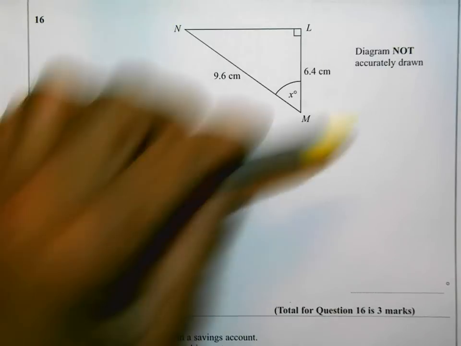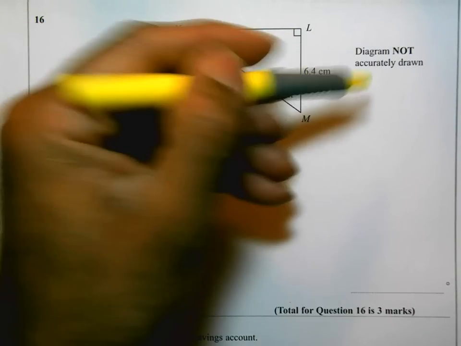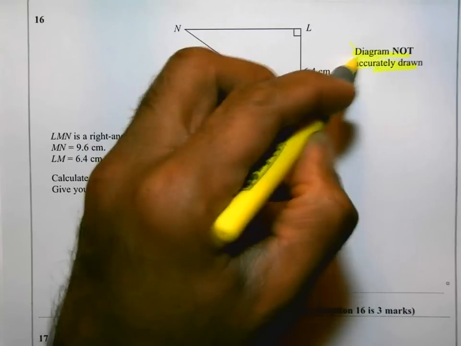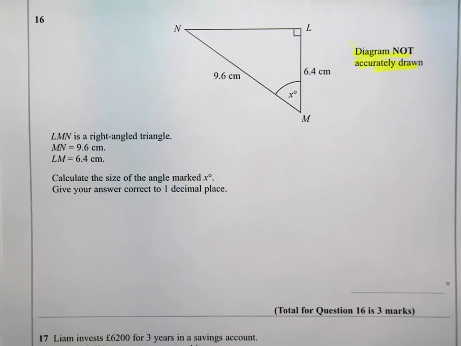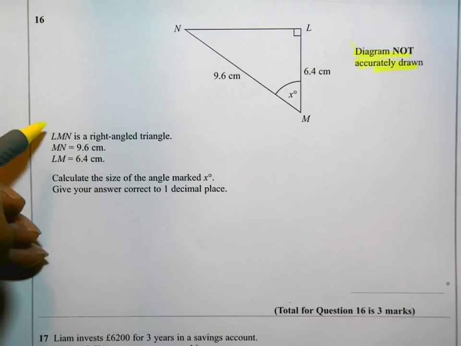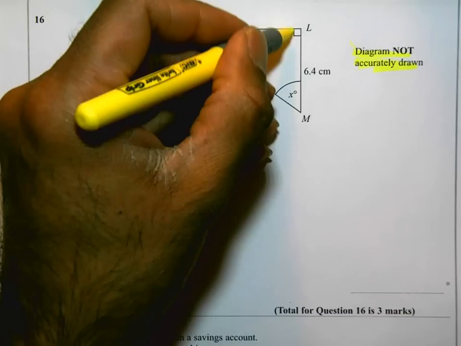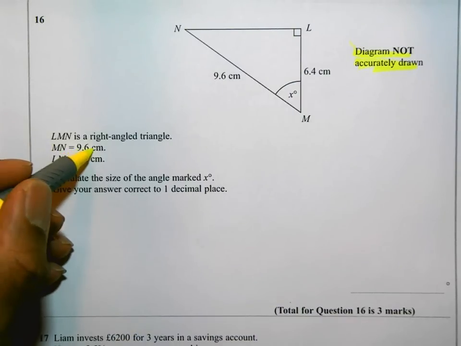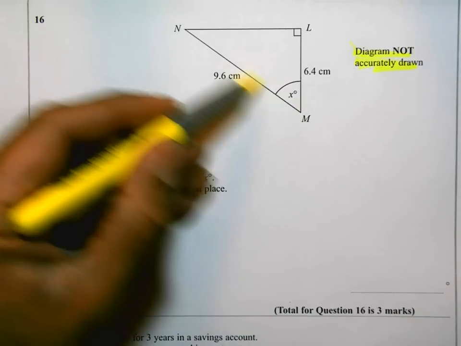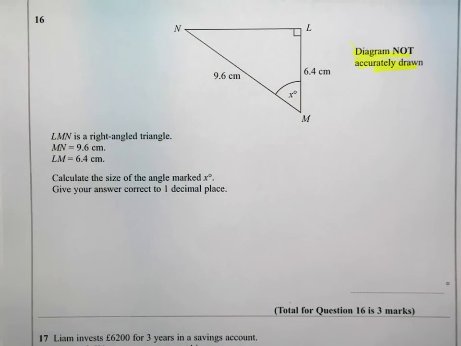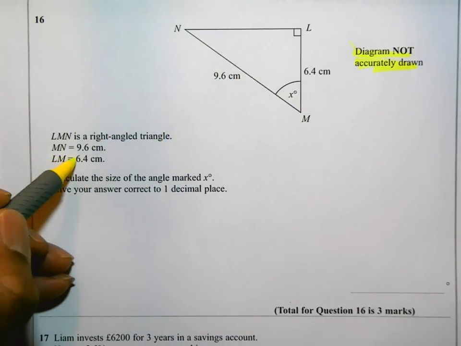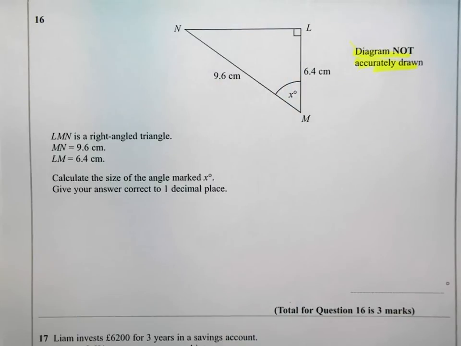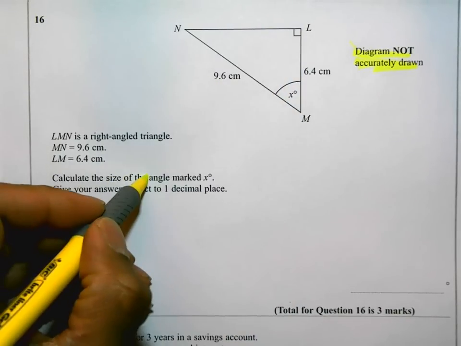We've got a triangle here. At the side of the triangle it says diagram not drawn accurately, so you can't take any measurements from that. And then it says LMN is a right angle triangle, so we can see there's a right angle over there. MN is 9.6 centimeters, LM is 6.4 centimeters. Calculate the size of the angle marked X.